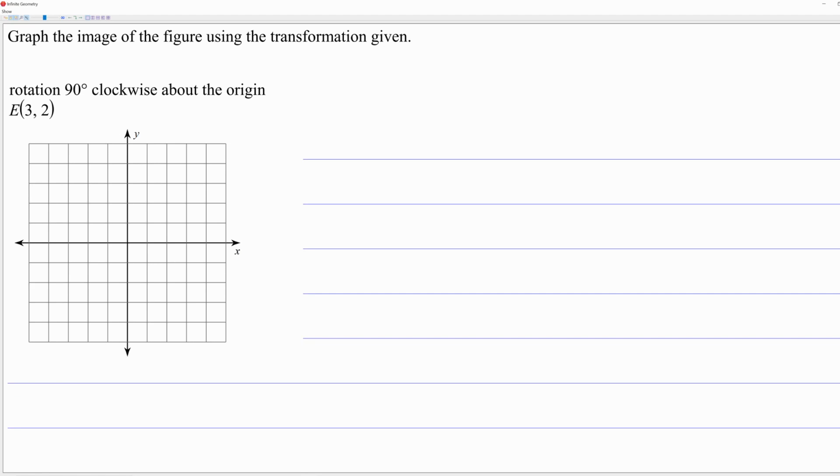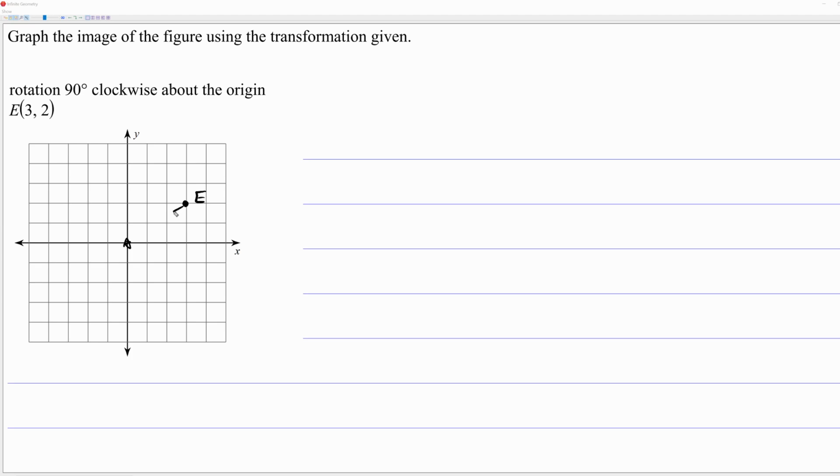Here we have 90 degrees clockwise, and we're starting at the point E, which is at (3, 2). So let's start at the origin. That's here, and E is at (3, 2). 1, 2, 3, 1, 2. So point E is right here.